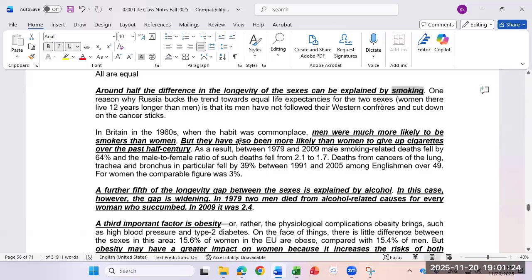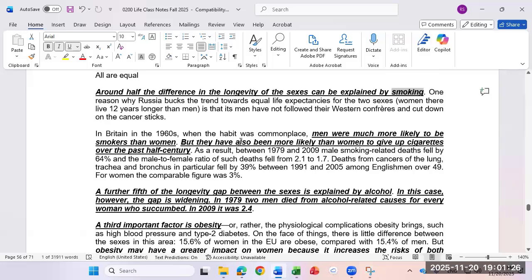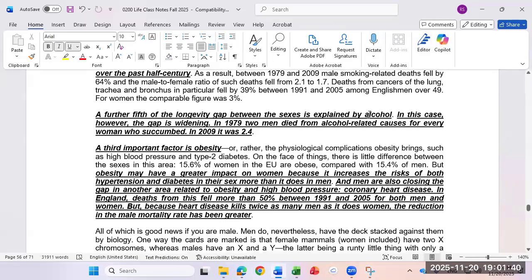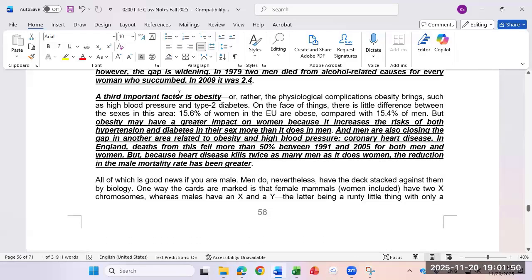It's not that men are quitting smoking more than women, but men smoke more than women and they've cut back more. Men are much more likely to be smokers than women, but they have also been more likely to give up cigarettes. A fifth of the longevity gap is explained by alcohol. The gap is widening. Men die from alcohol-related causes for every woman who succumbs, so some of it is getting worse.